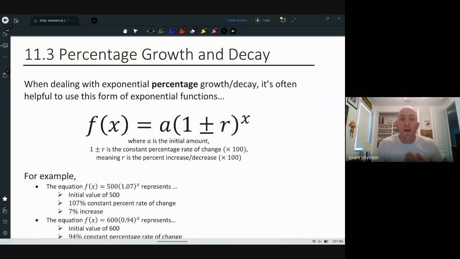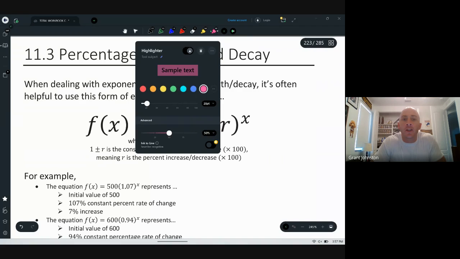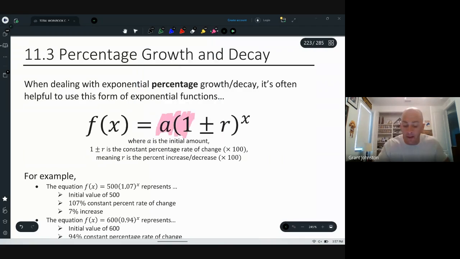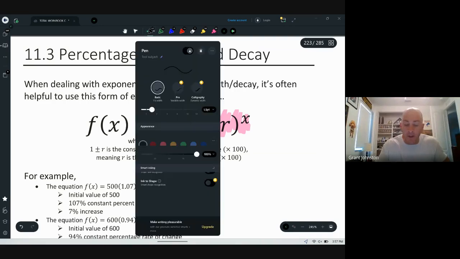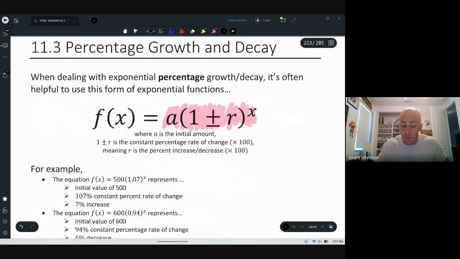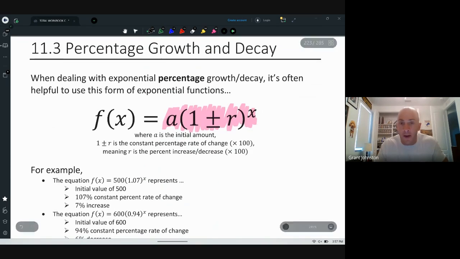Percentage growth and decay. When dealing with x as the power, it really isn't that much different. It's still got that a, which is your starting amount, your y-intercept. And then in the parentheses, we have this 1 plus or minus r, which basically makes up that growth or decay factor. So it's just for percentages.